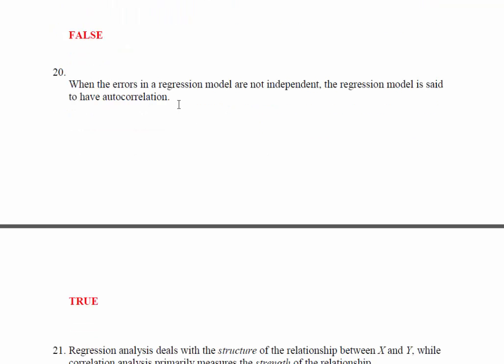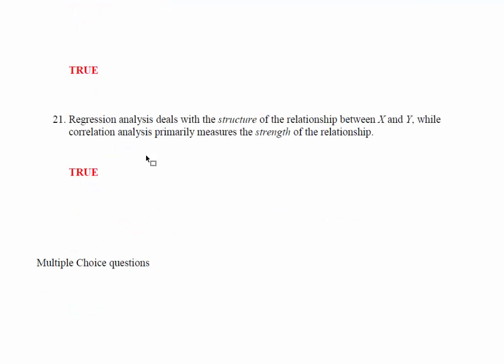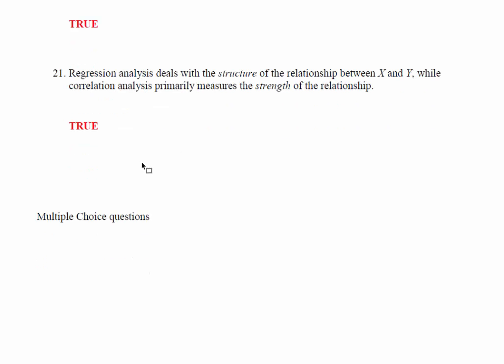Number 20. When the errors in the regression model are not independent, the regression model is said to have autocorrelation. That's the definition of autocorrelation. That's true. Number 21. Regression analysis deals with the structure of the relationship between x and y, while correlation analysis primarily measures the strength of the relationship. That is true. Okay. Let's look at some multiple choice questions.